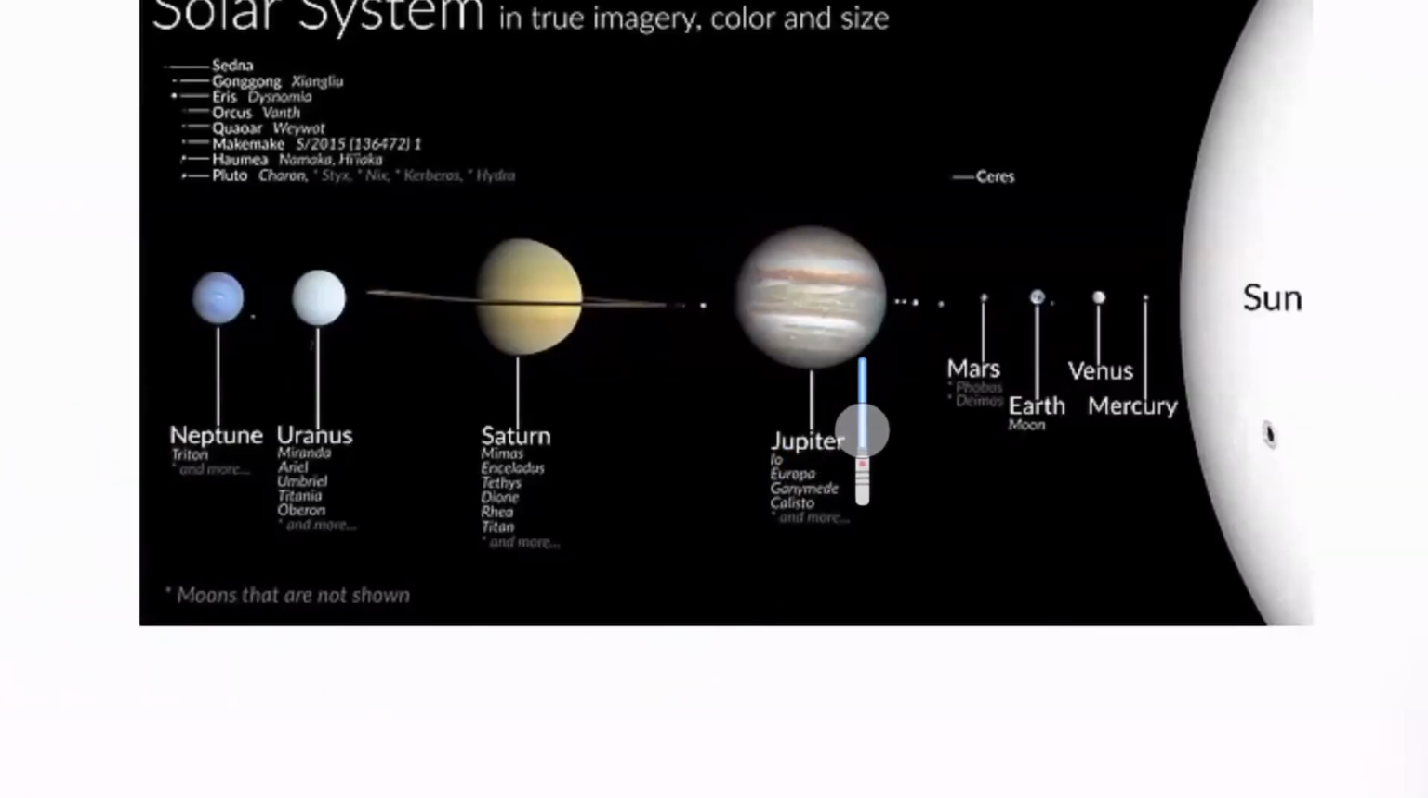So here we have Jupiter, which is the largest planet. Next would be Saturn with its rings. Okay. So it's Jupiter and Saturn.